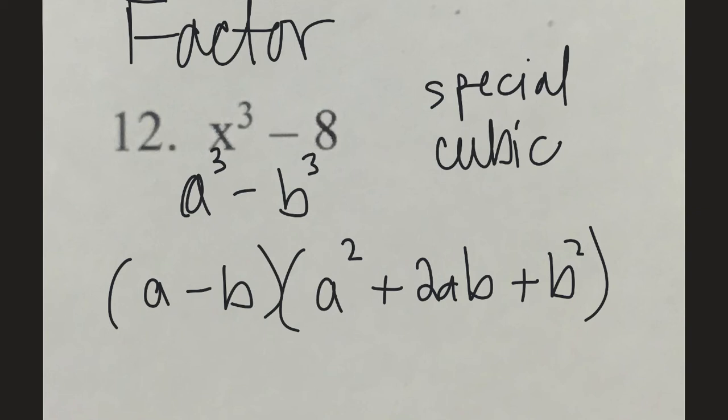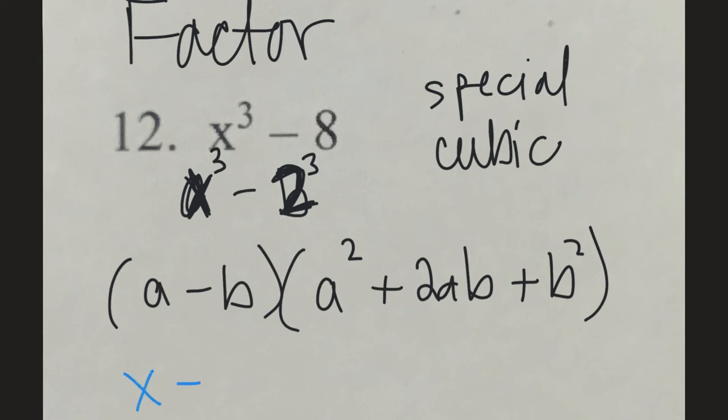So here the a value is x, because it's x to the 3rd power, and the b is the number 2 because 8 is 2 cubed. So this is a special factorization. Now, if this were a plus in the middle, I believe one of them would be a plus and one would be a minus. But once again, there's a formula that I have not memorized, so if you need it, look it up.